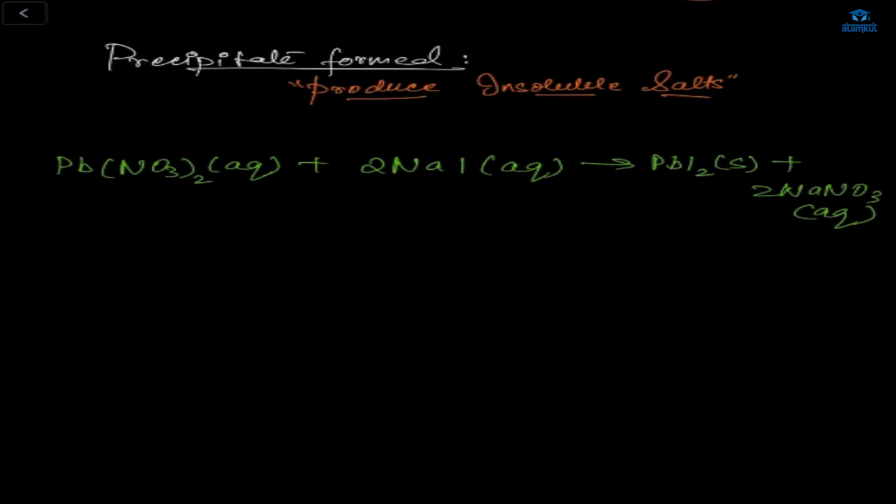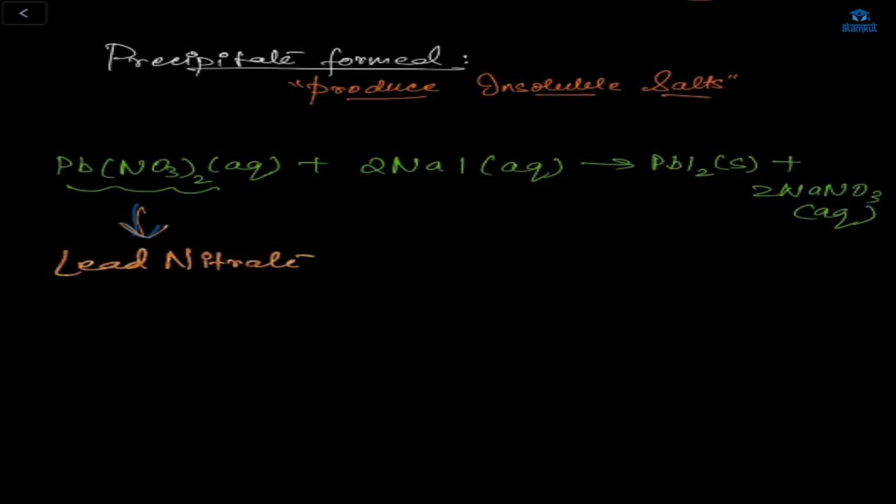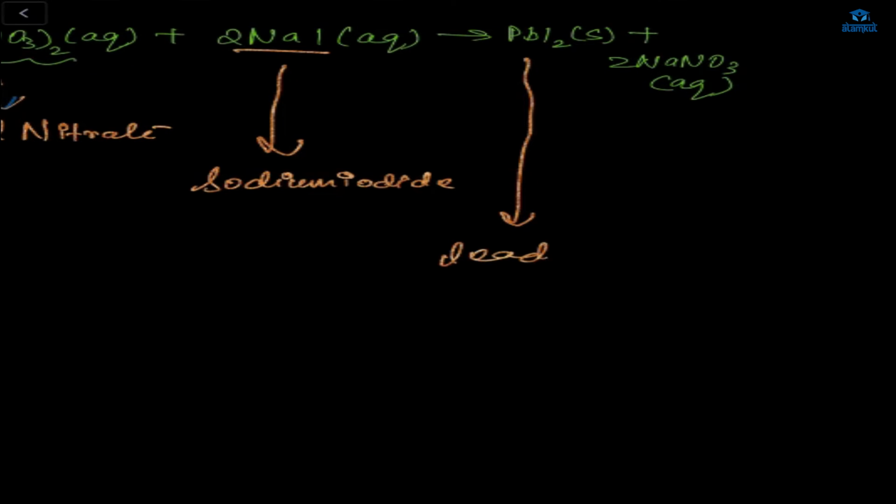And what is Pb(NO3)2? What's the name of this? Lead nitrate. Correct. And what is this? Sodium iodide. Perfect. And this one is lead iodide. And this NaNO3 is sodium nitrate.